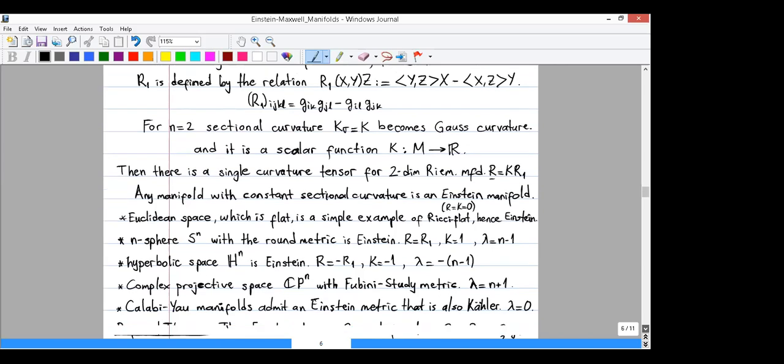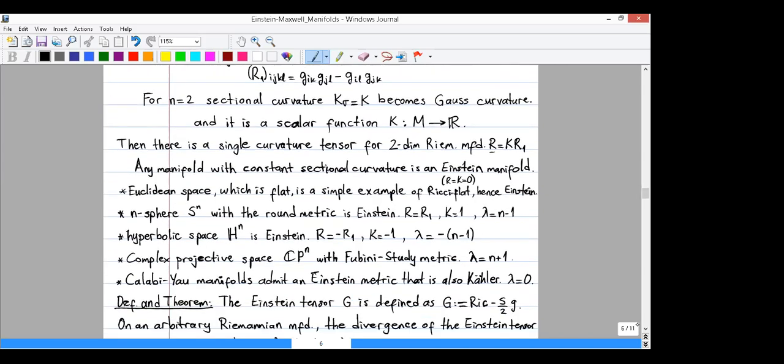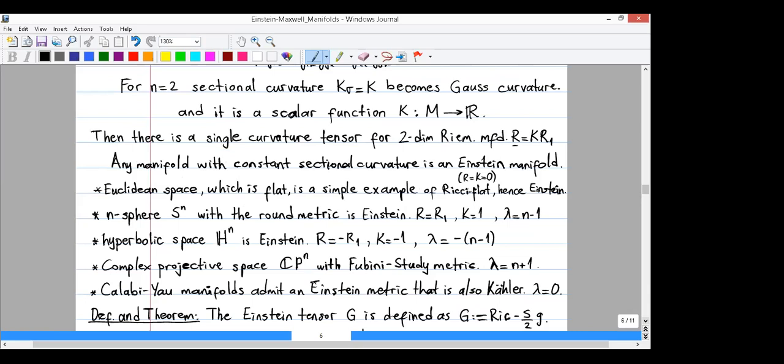For example, take Euclidean space. It is flat, and it's a simple example of a Ricci flat Einstein metric. In this case, R and k equal 0. An n-sphere with the round metric is also Einstein. R equals R1. Here, according to this, k equals 1 and lambda is n minus 1.